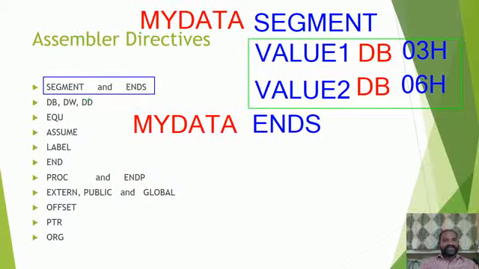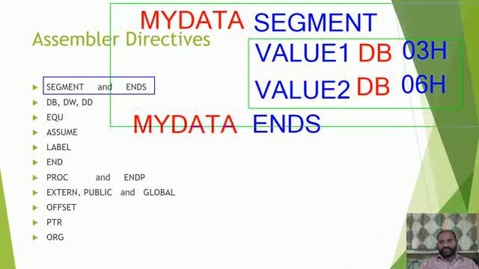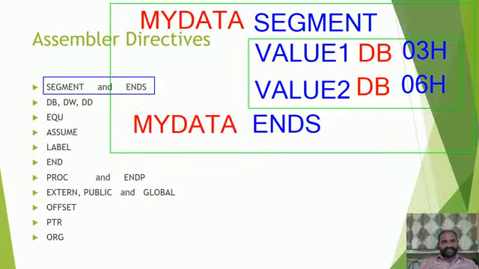So the next kind of directives are the db, with which we declare byte type variables. What you do is take this entire thing as one block, and just note it down on the paper as one logical segment.